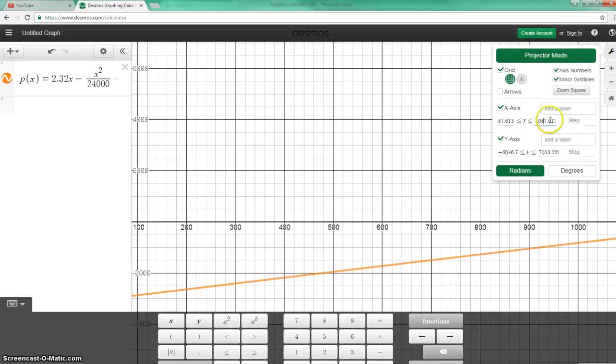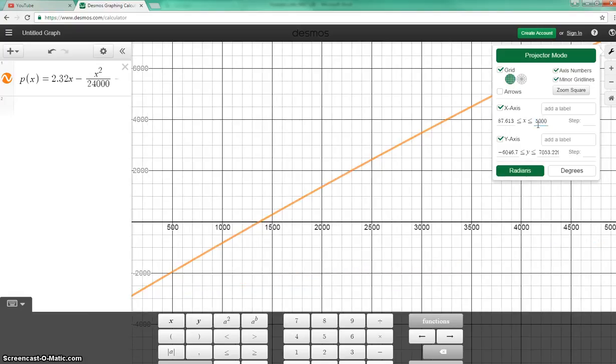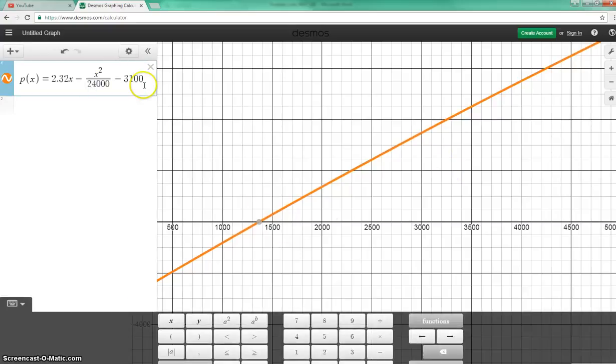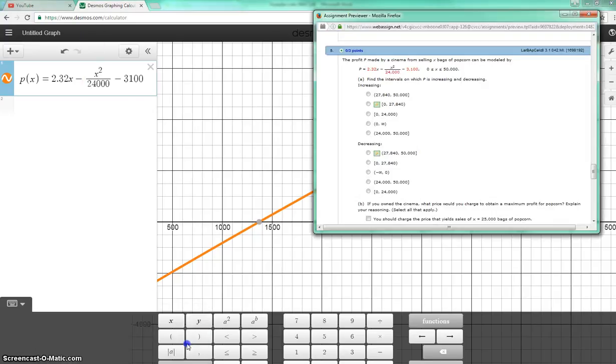I'm going to make this one be 5,000 bags. So we get this idea of this equation, what it looks like. We do have something that's somewhat parabolic, right? It just isn't growing very fast. It has this 1 over 24,000. But we could find slopes at different points. And that's what we're asked to do in the problem, or when is it increasing, when is it decreasing.